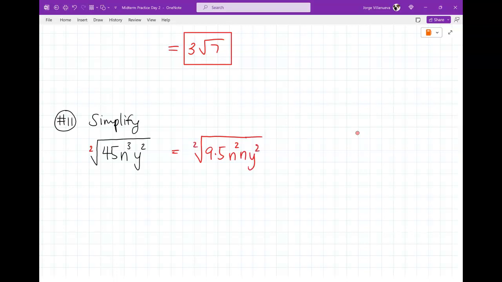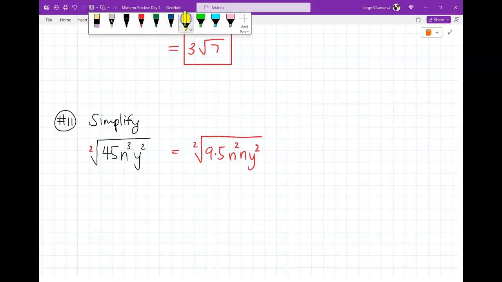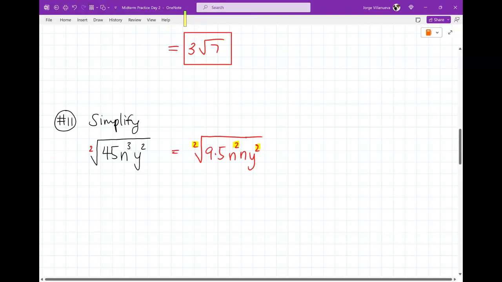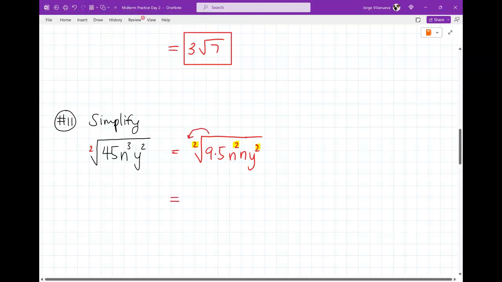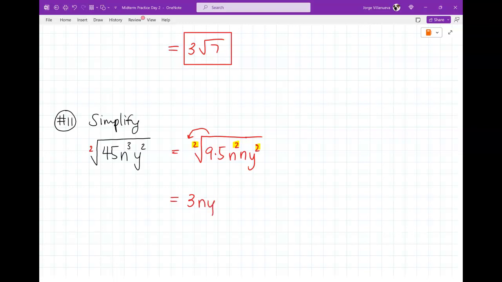Now remember, the reason why I put them as squares is because the index is going to match the powers. Okay, so once I have that, I can take the 9 out. That's going to become a 3. So that's 3. And then the n and the y, the ones that have squares, those are going to go outside. And then what's left inside will be a 5 and an n, and that'll be your answer.